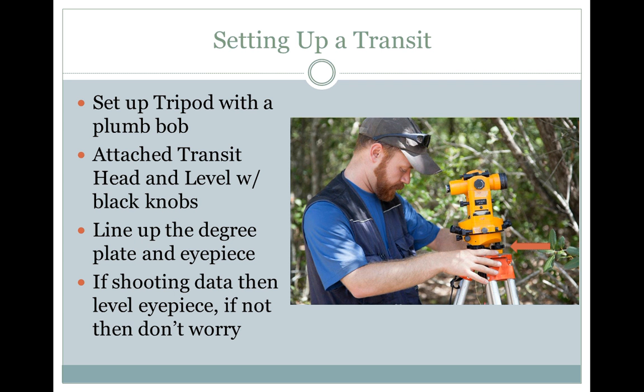Oh, and I should mention that the plumb bob is used to allow a more accurate measurement for centering the transit head over a known point of some kind. All right. The next thing you're going to do is line up the degree plate, which is the compass, and the eyepiece. And the eyepiece is this thing right here. And there are 2 degree plates in there, and this is called zeroing it out. And you will see hash marks with numbers on it, and you want to get the zeros over each other. And then if you happen to be shooting data points, the datums around the site, then you will level the eyepiece. If you're not shooting data, no need to worry about it.